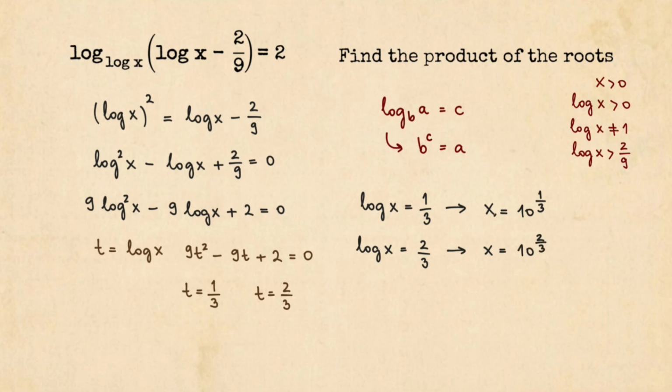The question asks for the product of the roots. When we multiply powers with the same base, we add the exponents. 1/3 plus 2/3 is equal to 3/3, or 1. So our final answer is 10 to the power of 1, which is just 10.